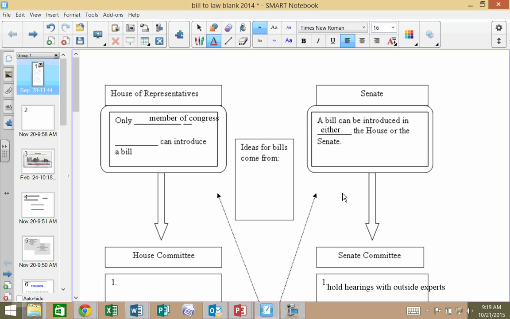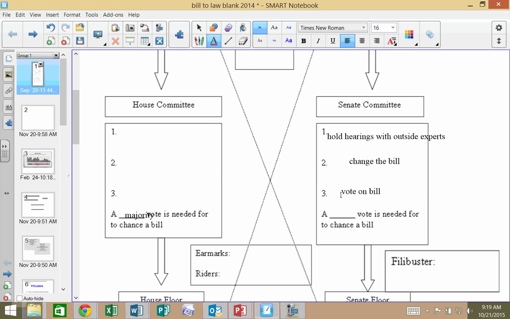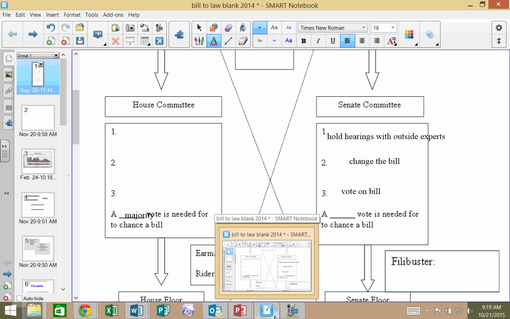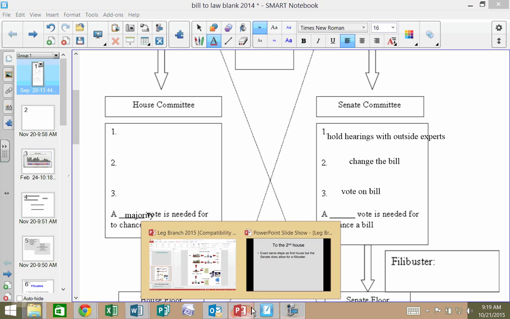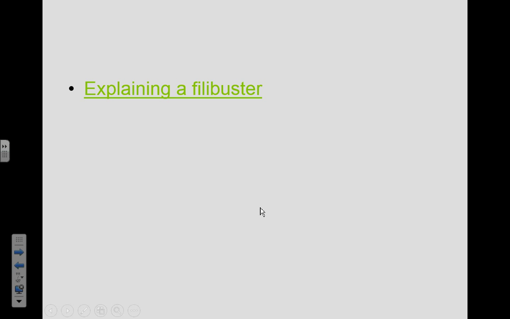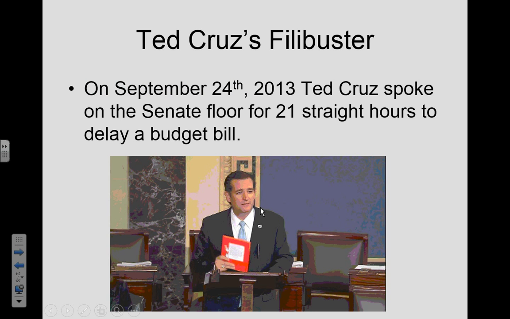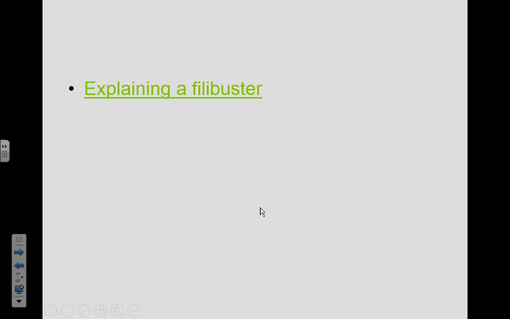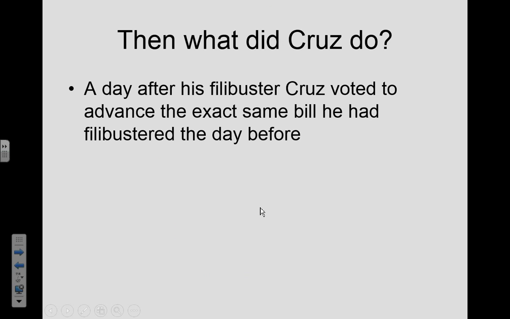But there are some differences. The major difference when it comes to the Senate is the filibuster. The House does not allow a filibuster, but the Senate does. Okay, and a Senate filibuster is, well, let me explain it. Let's use this to explain it. I'll come back to that.